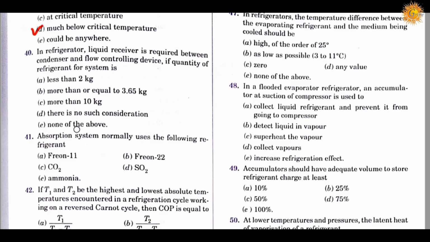Okay, option E is none of the above. So the correct answer is B. It will be more than or equal to 3.65 kg.